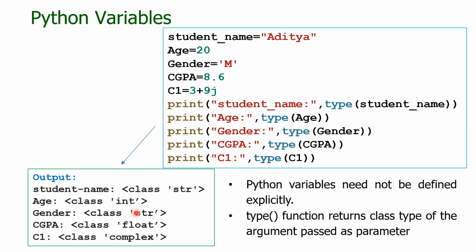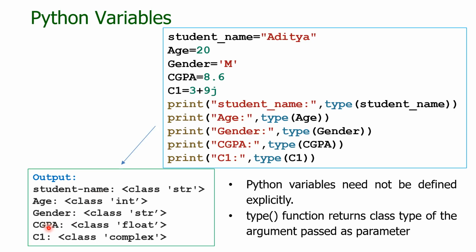class. So you can observe that all these data types basically belong to a class, and the variables that are declared with the specific data type belong to the specific class. For example, student underscore name is an object of string class. Similarly, age is an object of int class. Gender is an object of str class again.